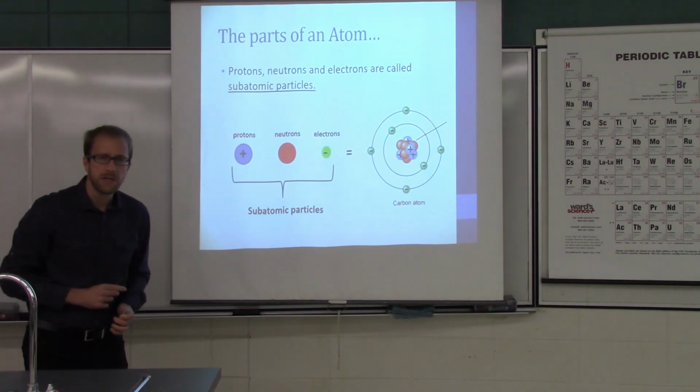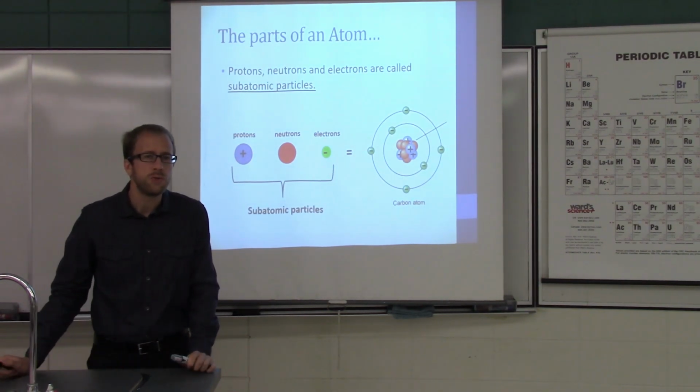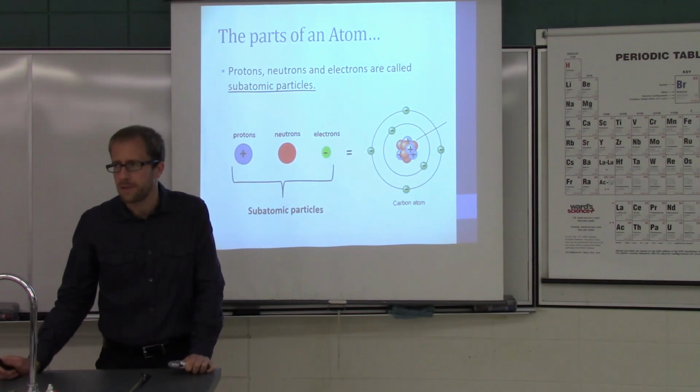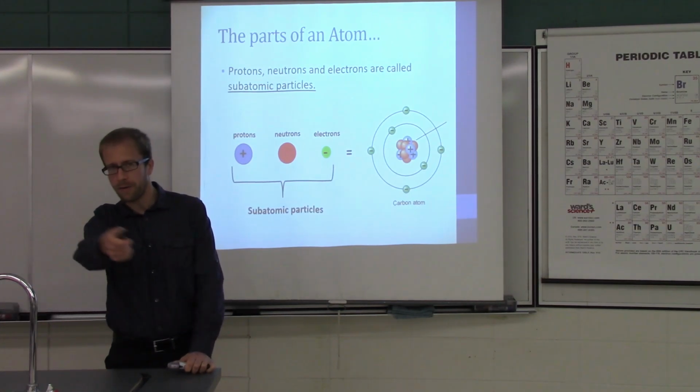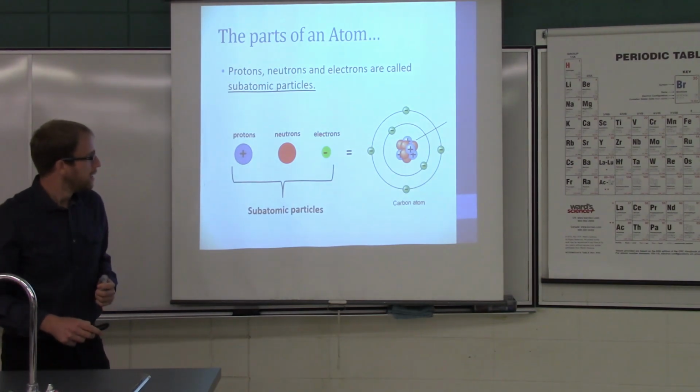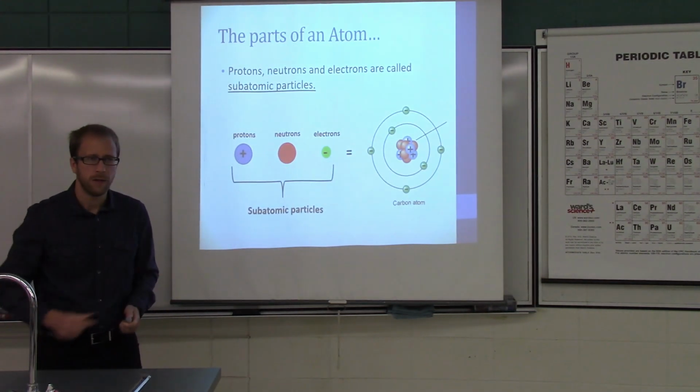Now, in your atom, there are protons, neutrons, and electrons. Where do we find the protons and neutrons? In the inside, which we call the nucleus, right? The center of the atom. Anybody know what the function of neutrons are?